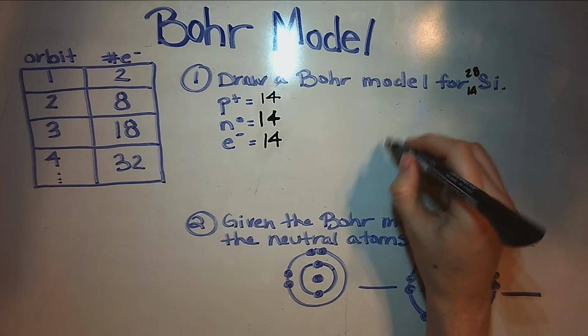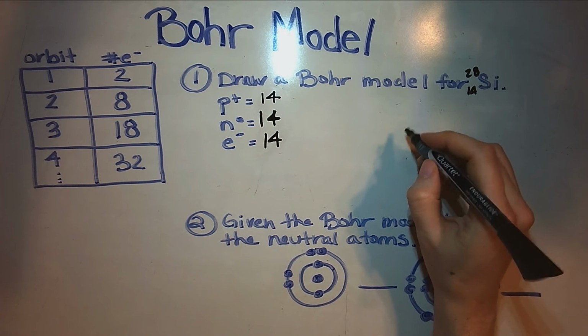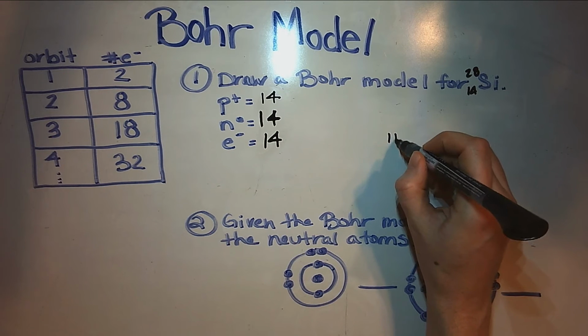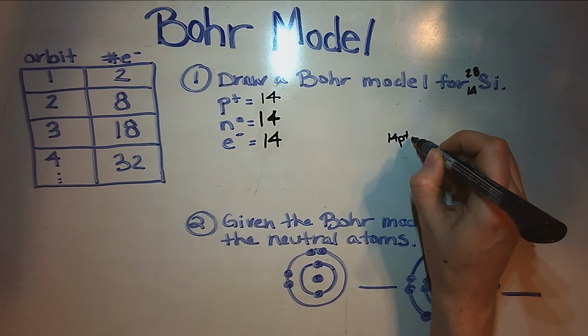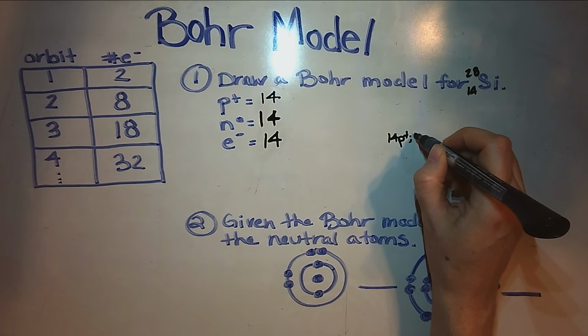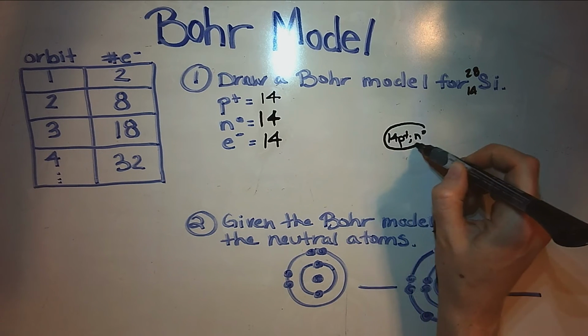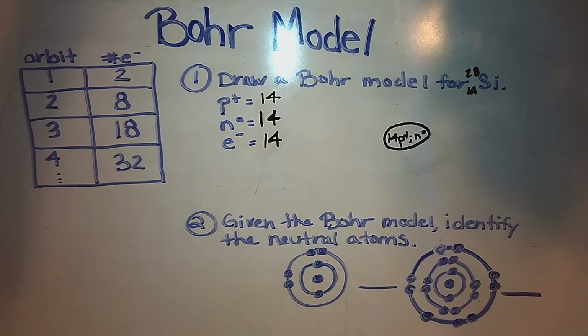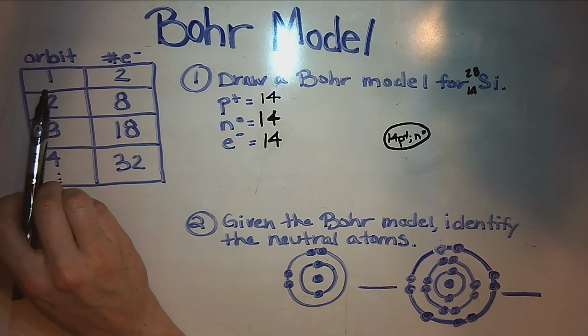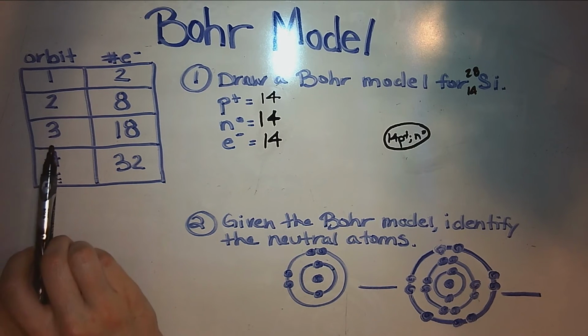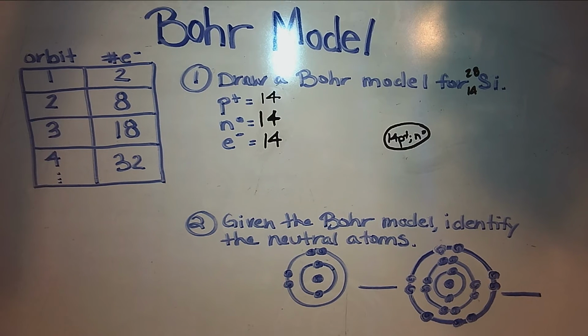Our next step was to write out the number of protons and neutrons in the nucleus. So I'm going to put 14 protons and 14 neutrons. That just lets me know. I'm going to close the circle of my nucleus. Next, I'm going to use this chart over here in helping me fill out my Bohr model.